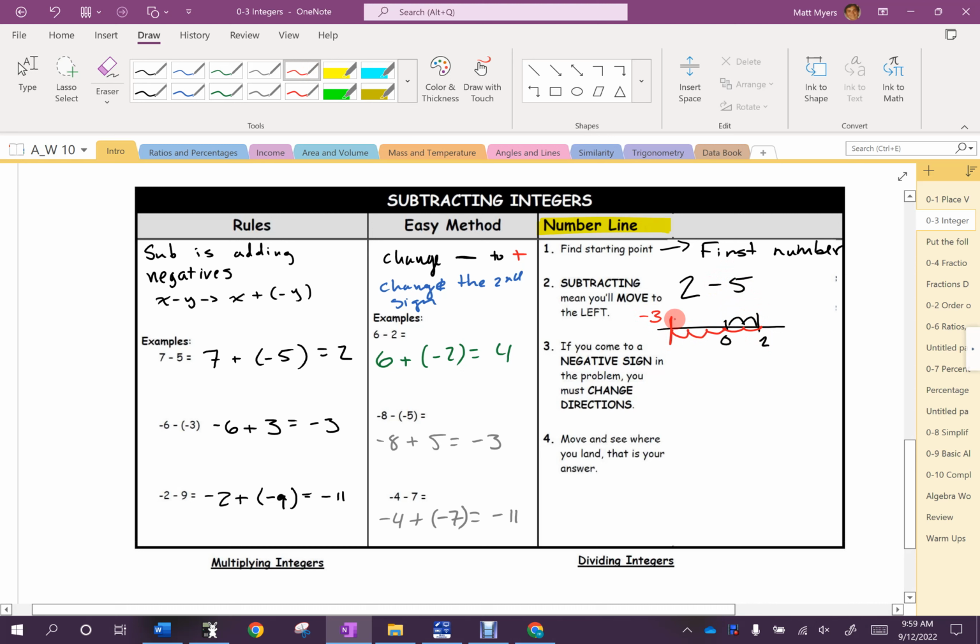I've shown it to you. You all get it, yes? Everybody nods now, and then I've done my job. Right? Thanks, Brody. Now, what if you come to a negative sign? Then you change directions. So, somebody give me a number.